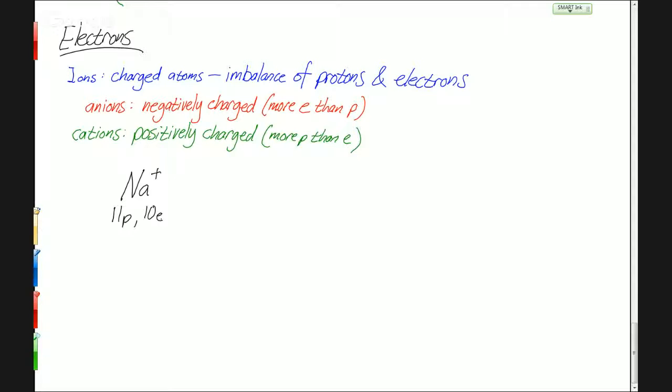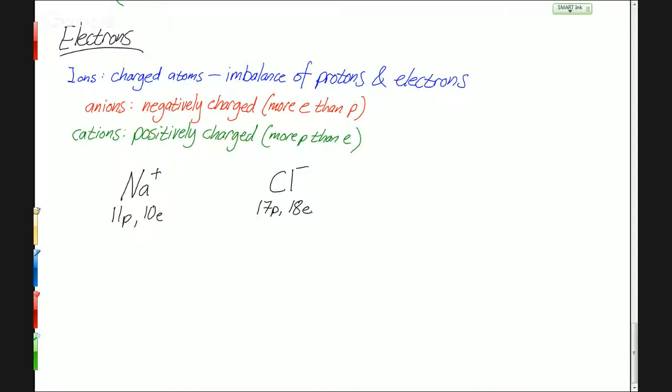On the other side, we could have an anion, a negatively charged ion like chloride. How many protons and electrons would a chloride ion have? 18 electrons? Okay, yeah. So it would have 17 protons and 18 electrons.